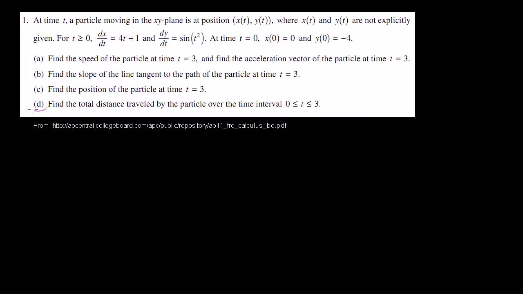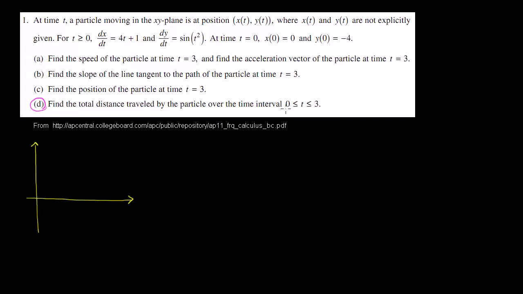Part D, find the total distance traveled by the particle over the time interval between time t equals 0 and t equals 3, or 0 is less than or equal to t is less than or equal to 3. So let's draw some axes here to make sure we all understand what's going on. You wouldn't obviously have to do this under time pressure during the actual AP exam.